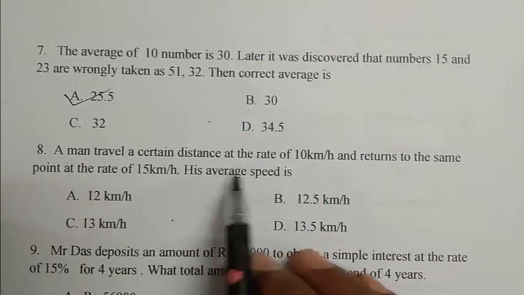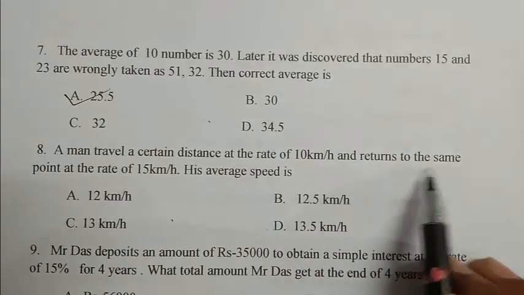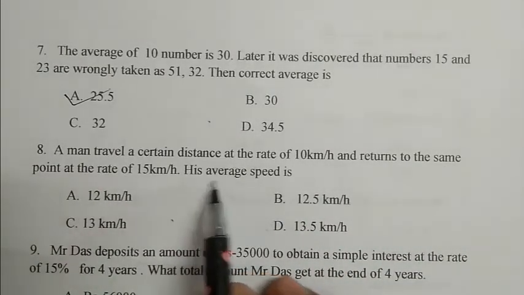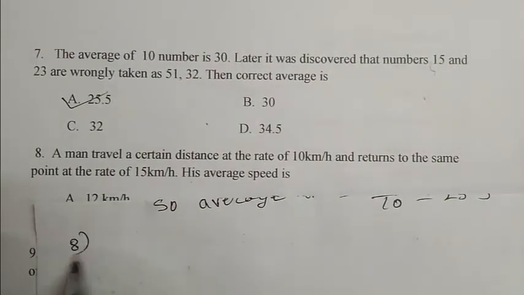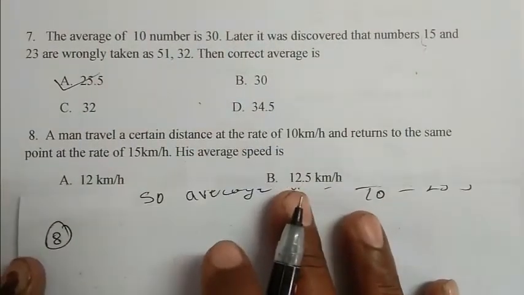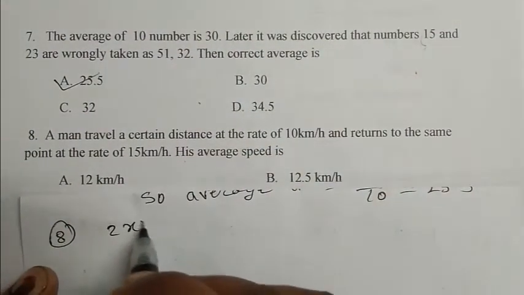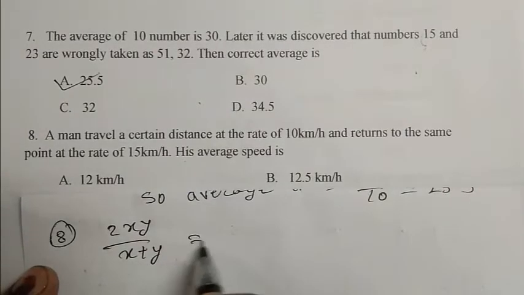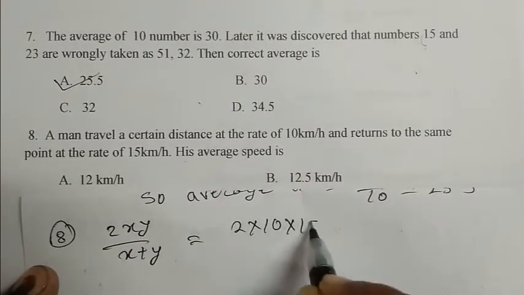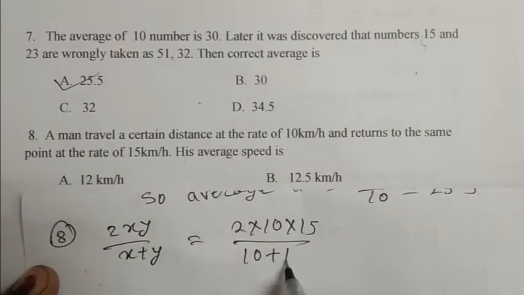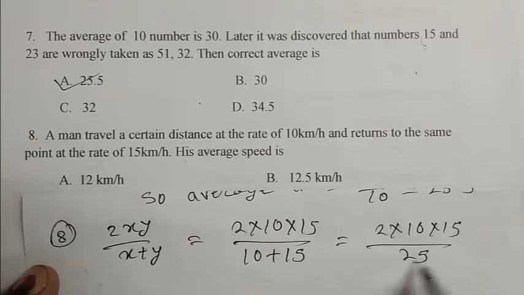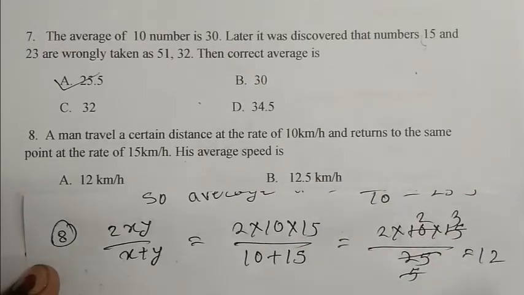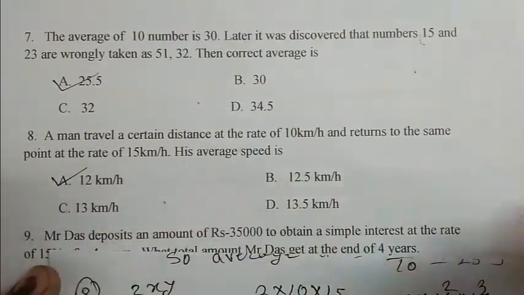A man travels a certain distance at the rate of 10 km per hour and returns to the same point at the rate of 15 km per hour. His average speed is. So question number 8. We simply calculate it from the formula. The formula is 2xy by x plus y, that is 2 into 10 into 15 divided by 10 plus 15, that is 12. So A is the right answer.